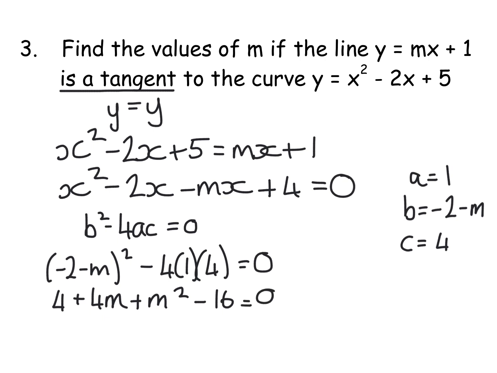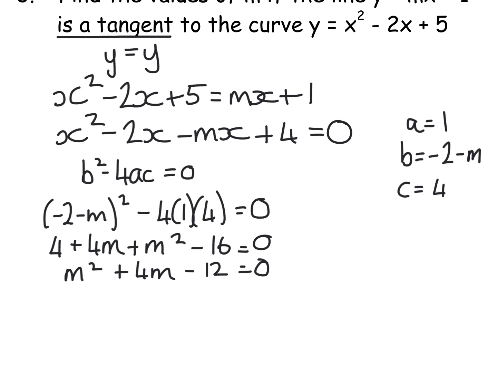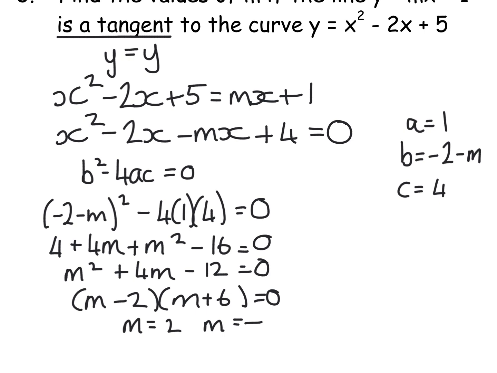I'm just going to tidy this up. So I'm going to have m squared plus 4m take away 12 equals 0. Let's create a wee bit more space. And then this factorises. Numbers that multiply to 12 and add to 4 would be a 6 and a take away 2. Which gives us m equals 2 and m equals negative 6.